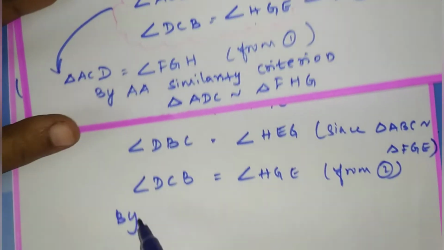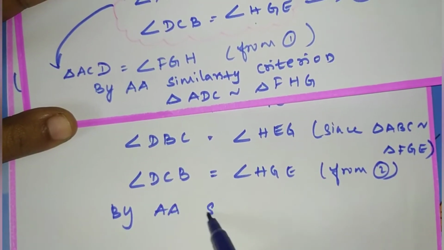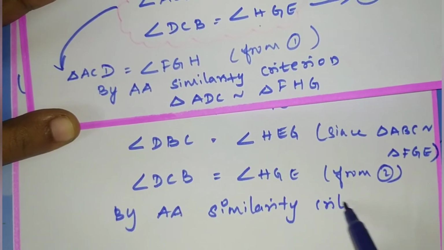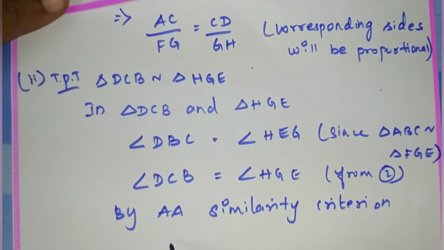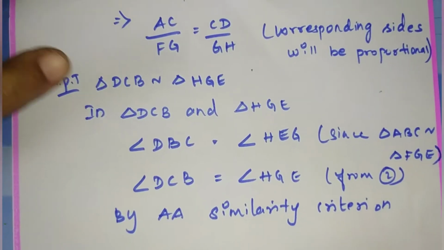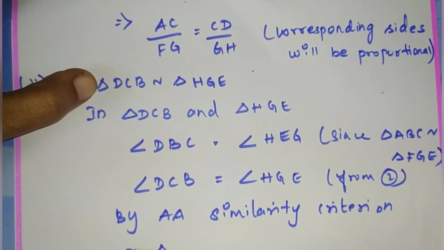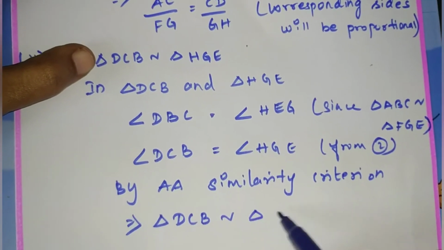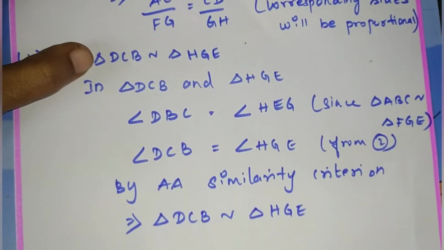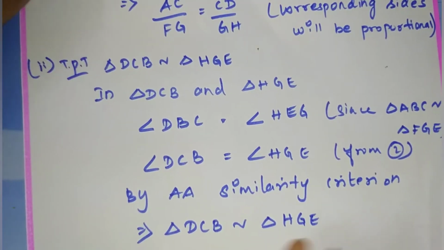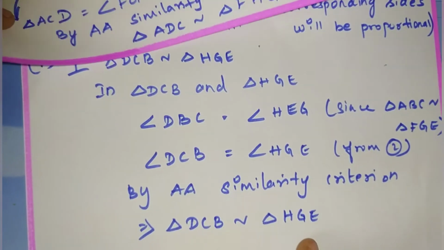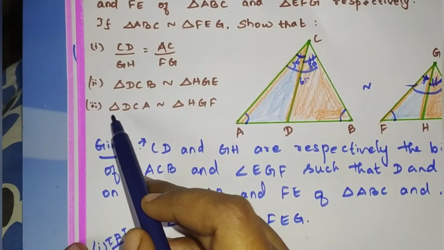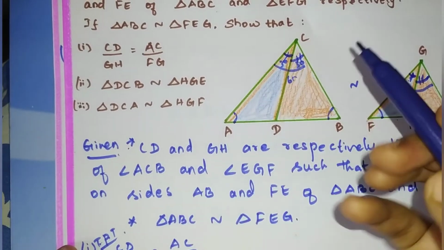By AAA similarity criterion, triangle DCB is similar to the triangle HGE. So now we proved that the two triangles are similar. Clear all of you? Next one, third subdivision, DCA is where is DCA?